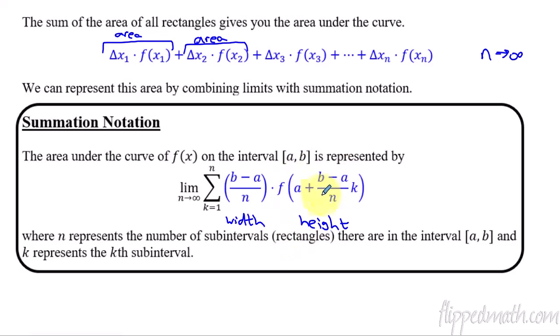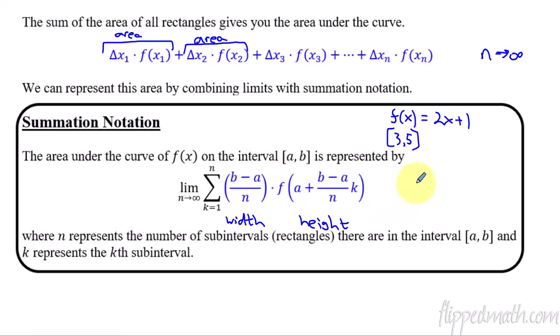So what is going on here? You're going to take f of this big mess, a plus b minus a over n times k. What in the world is this? Let me show you a quick little example before we go on to some other examples. Maybe on the left side of your notes, this might be a good place to write it. If I say the function f of x is equal to 2x plus 1, and let's do the interval from 3 to 5, let's come up with some summation notation that gives us the area under the curve for this problem here.